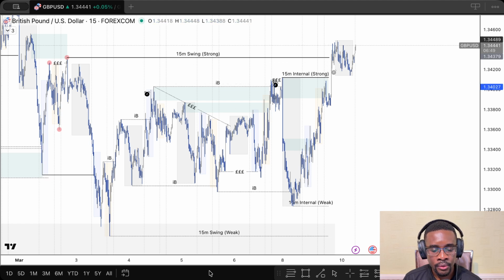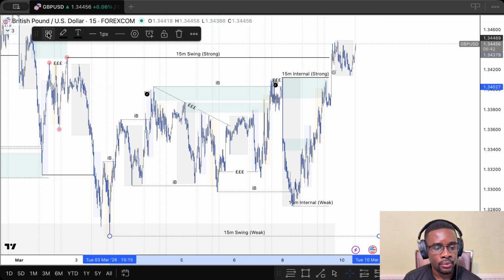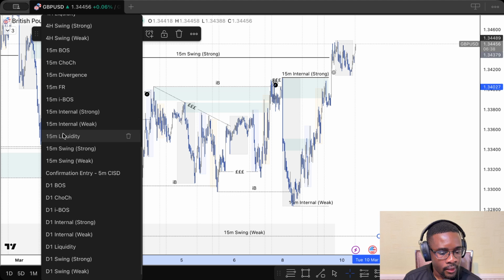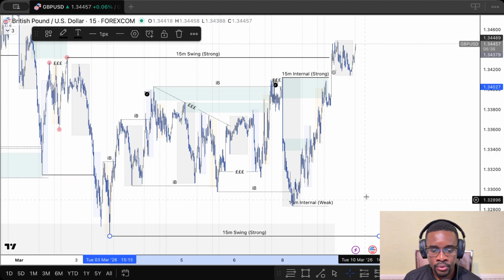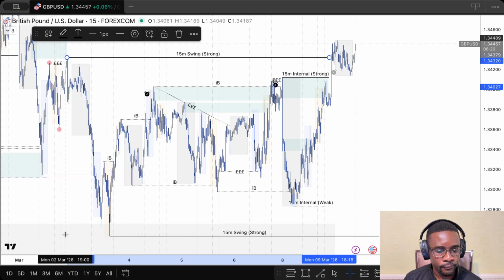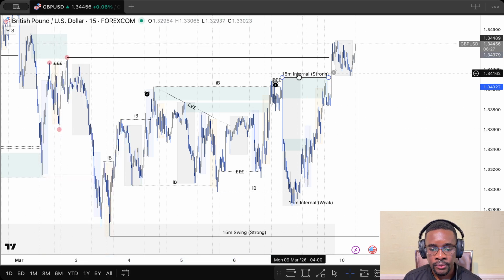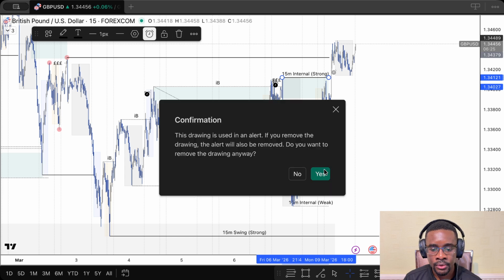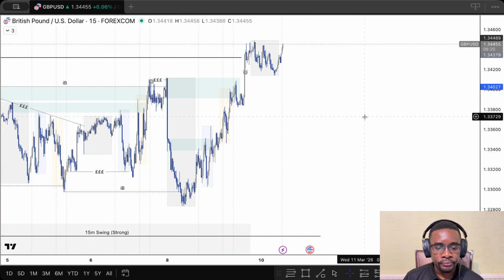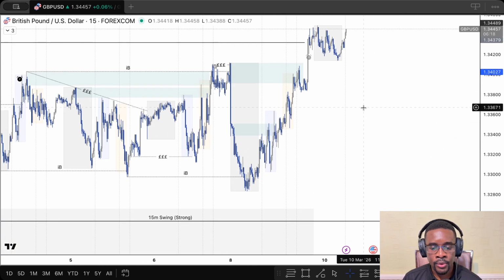So that means we now have a strong low down there. This is our 15M strong swing low, and that becomes our break of structure, 15M BOS. And then our internal, everything has changed, so we can now remove these internal ranges. So this is what we now have.